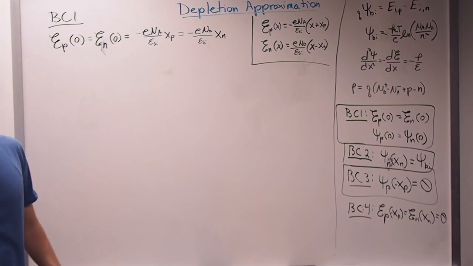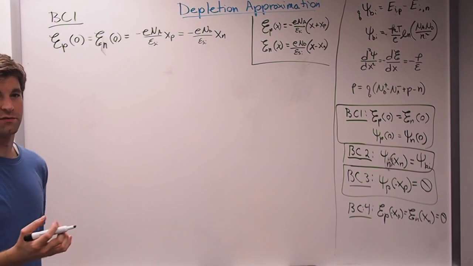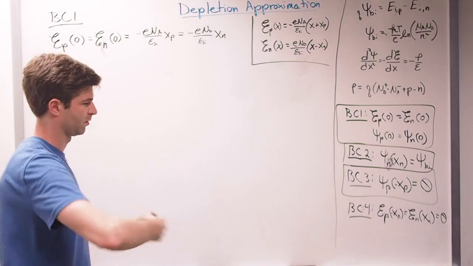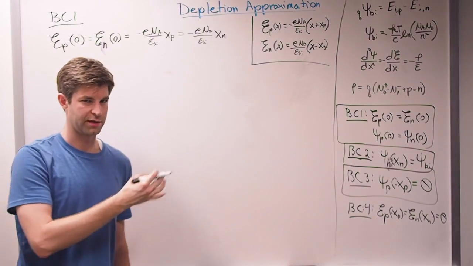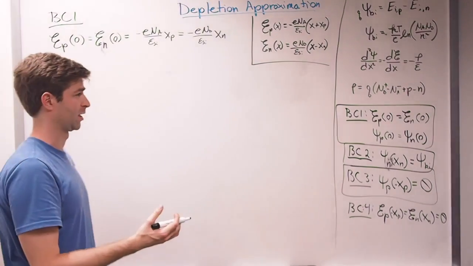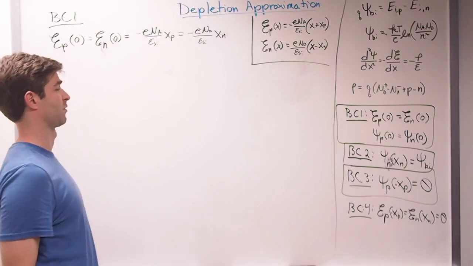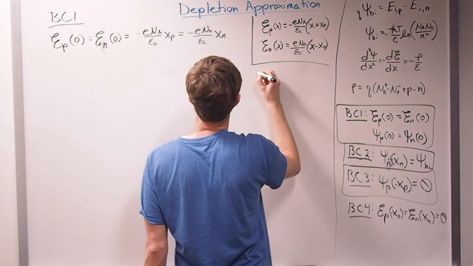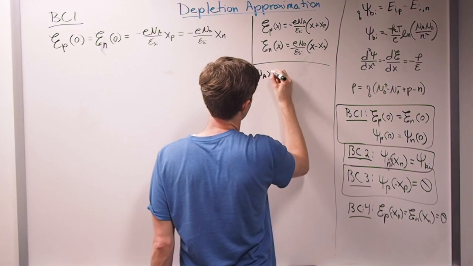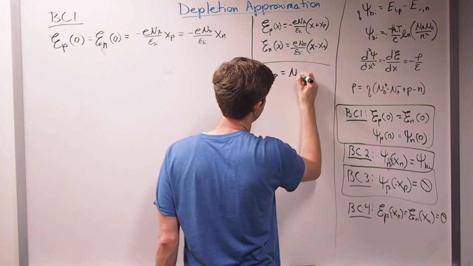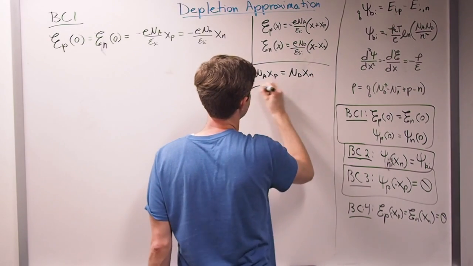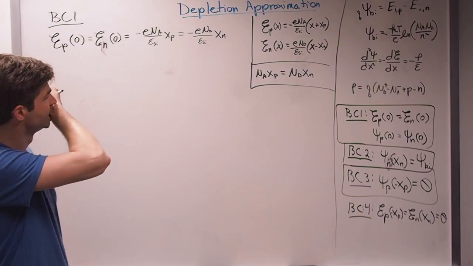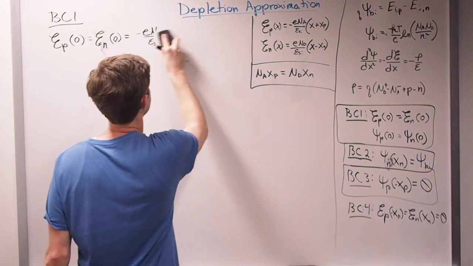So this is a pretty important term right here, and this is something we can verify from electromagnetism: any time we go through a uniform material, like silicon, we're going to have a continuous electric field, and the same goes for potential. So I can rewrite this right here as N A x p equals N D x n, just like that. Okay, so having known that, now we can move on to potential.